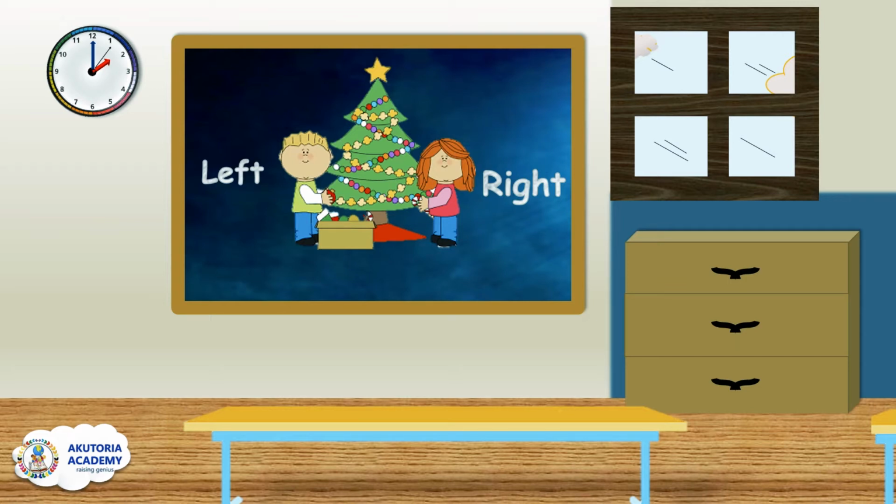Then where can we say the Christmas tree is standing at? Well, we could say it's standing at the middle of the boy and the girl. So the space it occupies is the middle space. That's a simple concept of what spatial sense means: the space an object occupies.